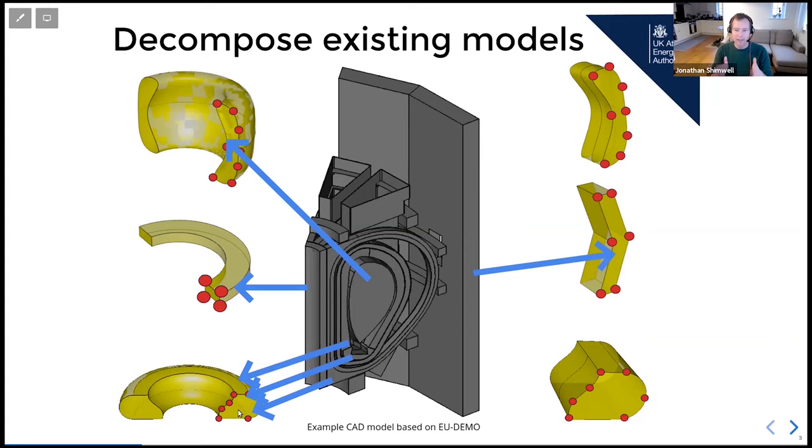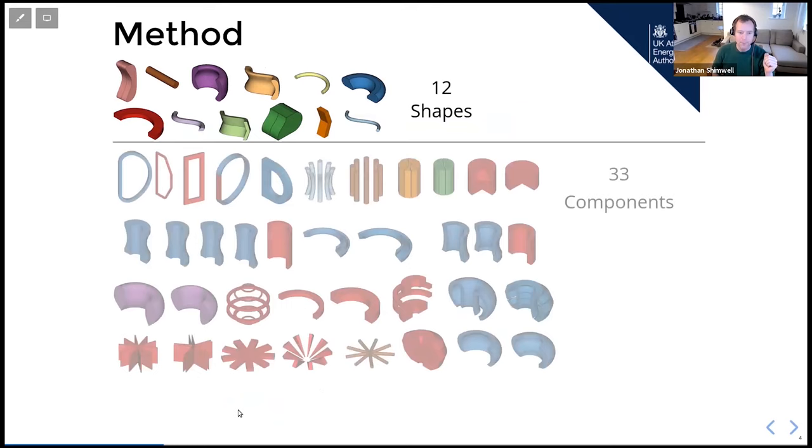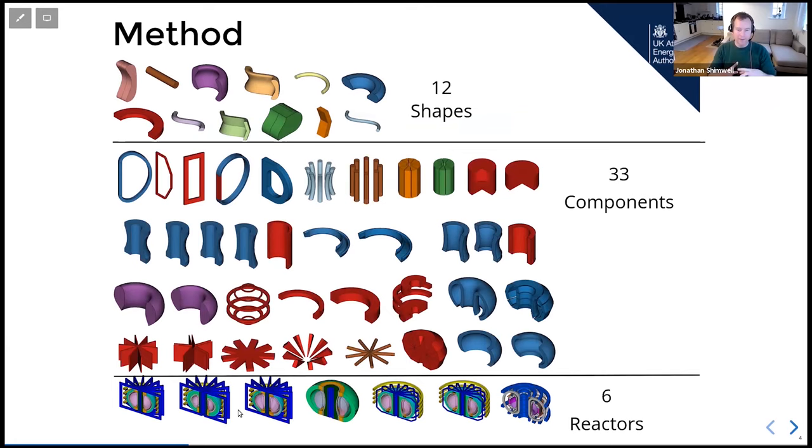So I think that starts to set the scene for how we can decompose the CAD models that we want and make them. So the method relies on 12 underlying parametric shapes, which are really the core of the whole program. We build upon that with components. We've currently got 33 components, but this is increasing every week. And these are the components that you might see in a fusion reactor and you might want parameterized. And then the result of these components, stitching them together in different ways, is these lovely six reactors. So you can see we've got a few different designs here, which I'll talk about later. I expect we'll have 10 by Christmas or so. These numbers have been increasing as time goes by.